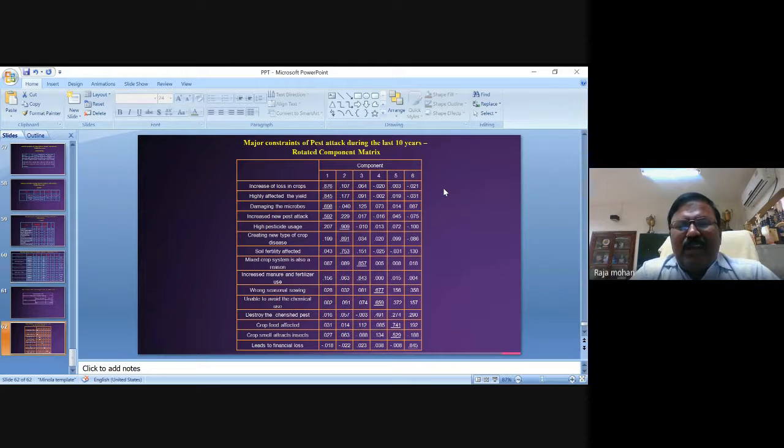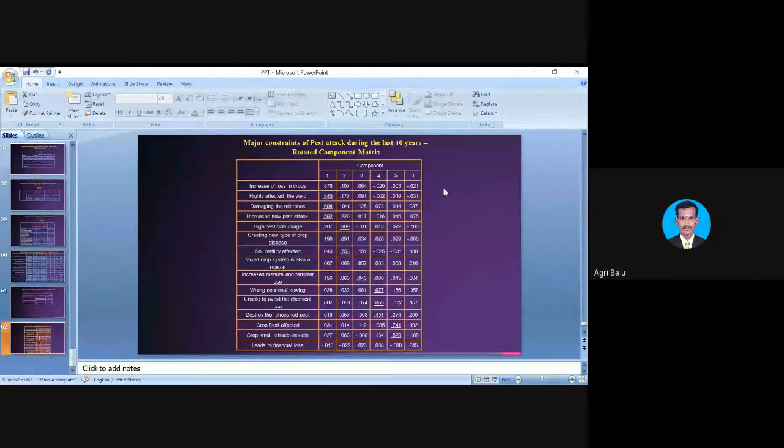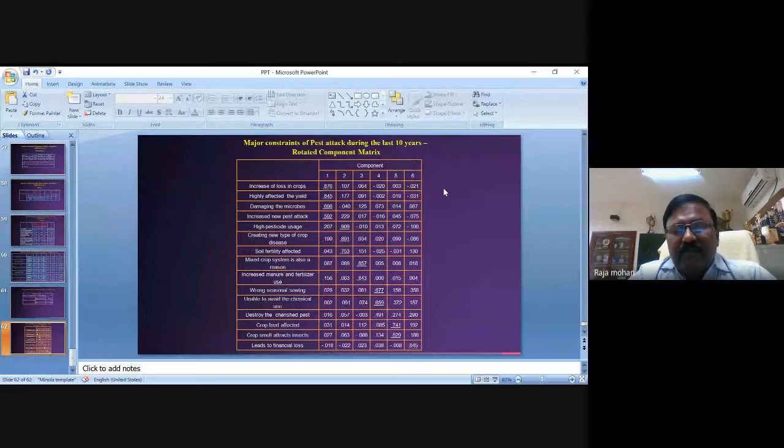Earlier, we used only the rotated matrix. We extended by using commonality, and after that we now have CFA. Like this, at every level we are going ahead.